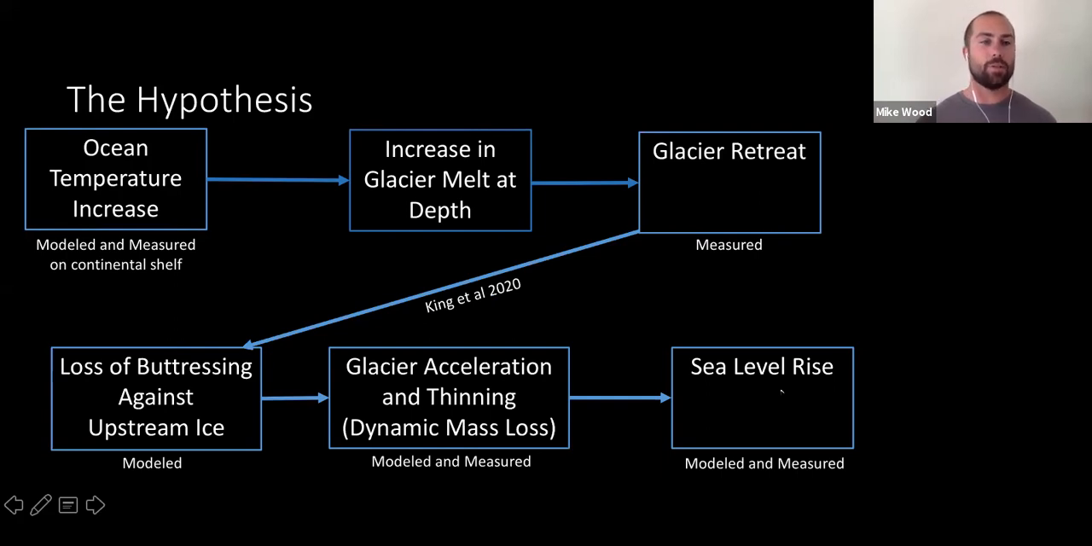For example, the ocean temperature, we could model and measure the changes there, at least on the continental shelf. Glacier melt, I'll get to in one second. Glacier retreat, we can see that from space, so we can measure it. The loss of buttressing and the subsequent acceleration and thinning, we could, at that time, use models to simulate, and also we had measurements.